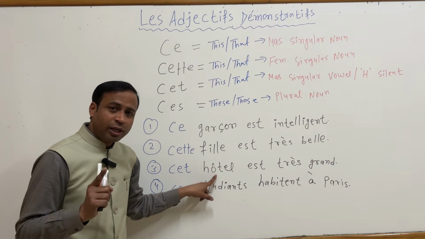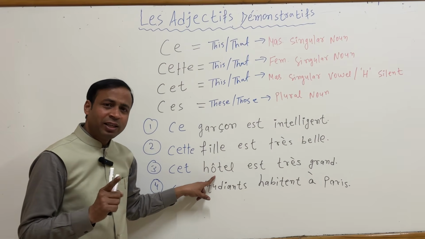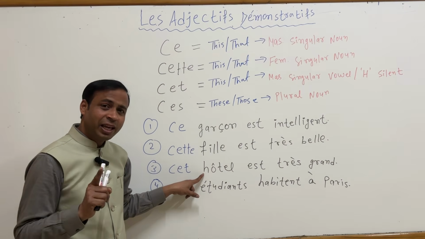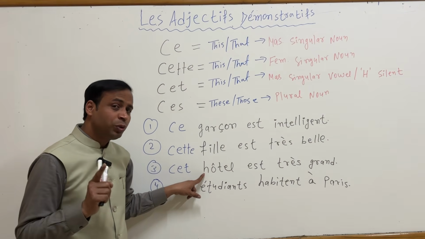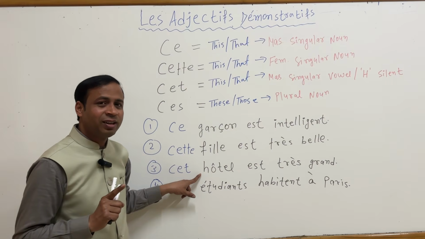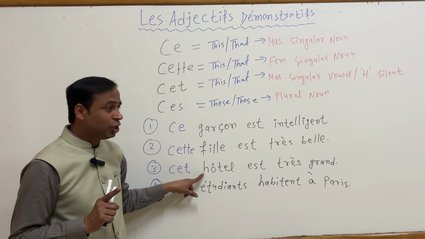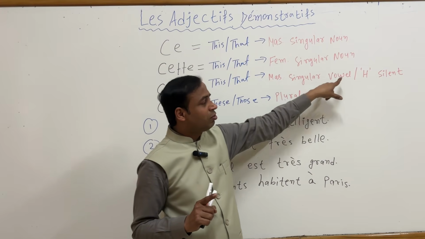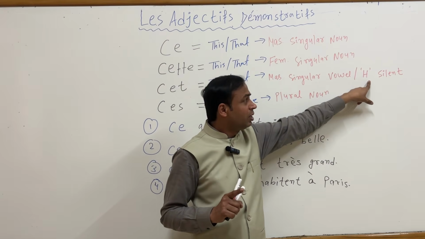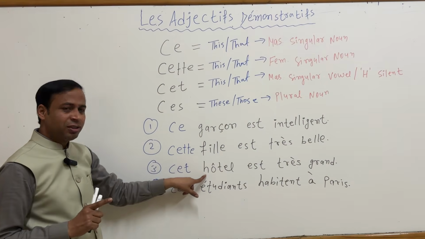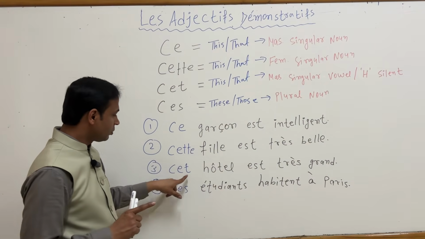Because here the word hôtel is a masculine noun plus it is starting with H silent, because here we don't pronounce the H in French. So H is silent. So as per the rule, cet is used before a masculine singular vowel-starting noun or H silent noun, okay. So H here is silent plus masculine noun.